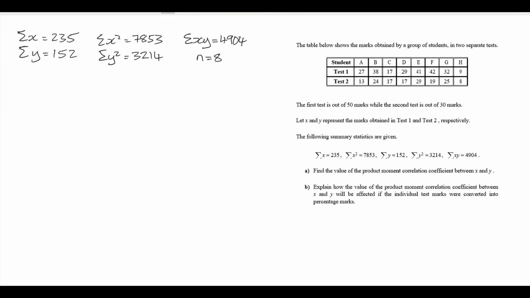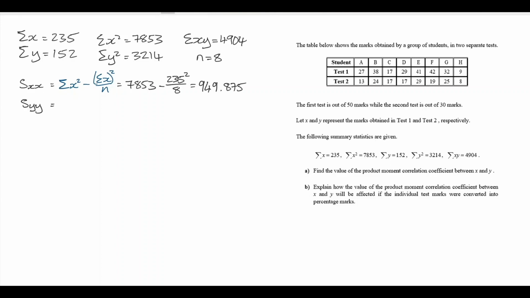In part A, we're asked to find the product moment correlation coefficient between X and Y. We need to find a value for R. So that means we need to find S of XX. S of XX, following the formula, will be the sum of x squared minus the sum of x, squared, over n. Just substitute these in: 7,853 minus 235 squared over 8.